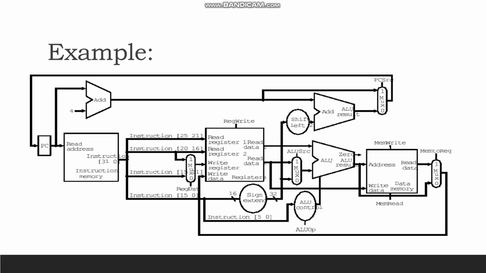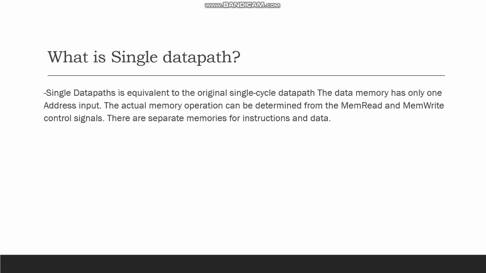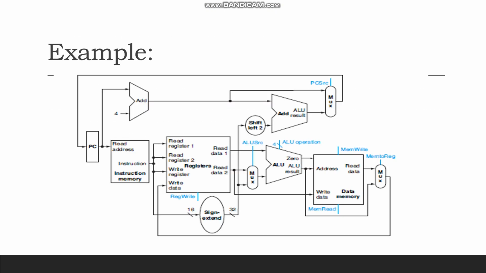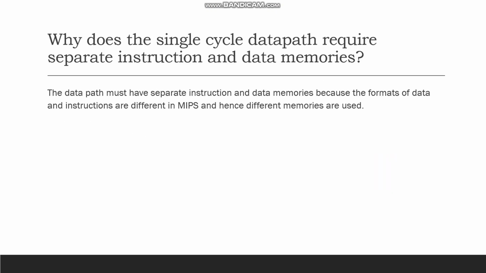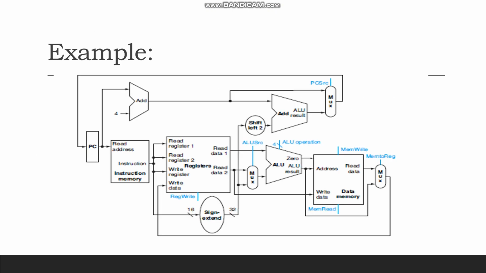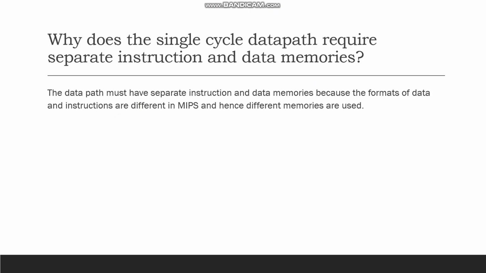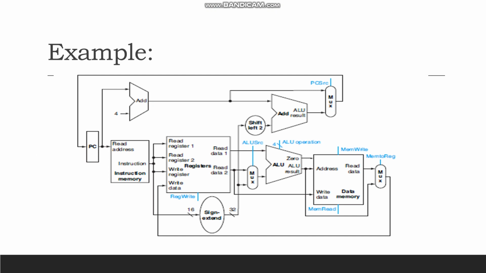This is an example of a single cycle data path. Why does a single cycle data path require separate instruction and data memories? The data path must have separate instruction and data memories because the formats of data and instructions are different in MIPS, and hence different memories are used.